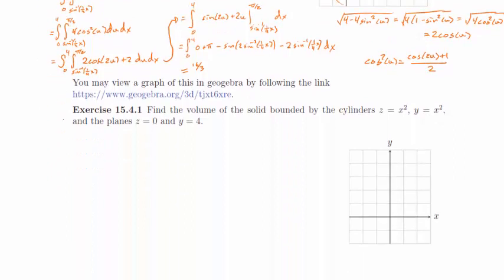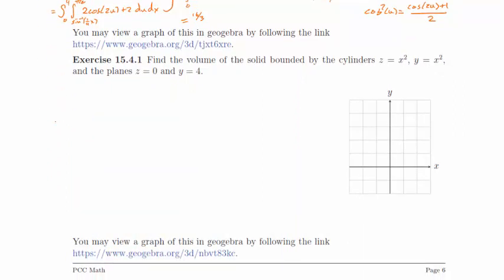The last exercise for you guys of the lesson, exercise 15.4.1. Find the volume of the solid bounded by the cylinder z equals x squared, y equals x squared, and the plane z equals 0 and y equals 4. Again, see if you can do the integral by hand, but if you are getting stuck and it's feeling like this should just be something that you can plug into the calculator, just do it. All right. Go ahead and give that a shot. Pause the video. I'll be back to work through the solution with you in just a few moments.